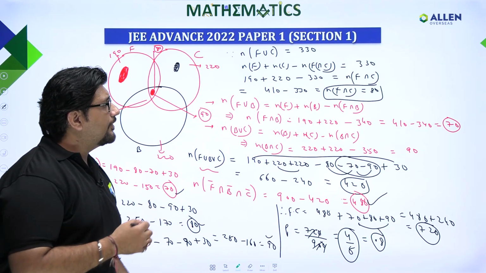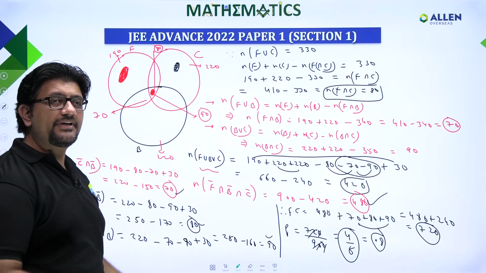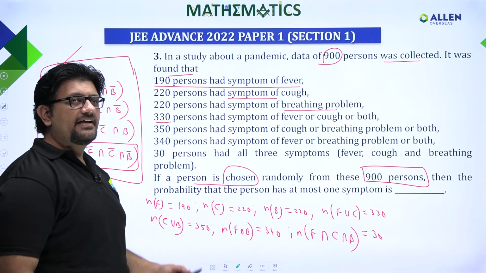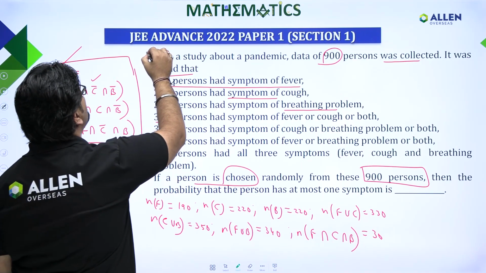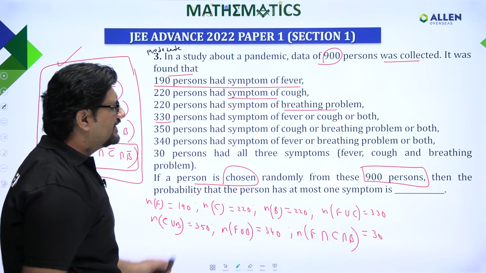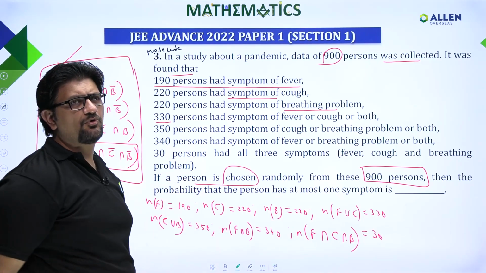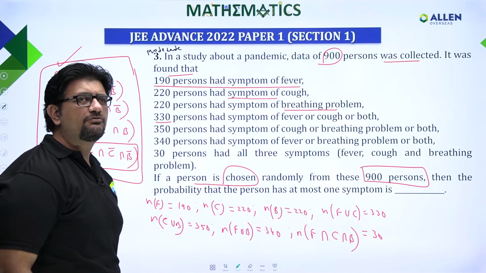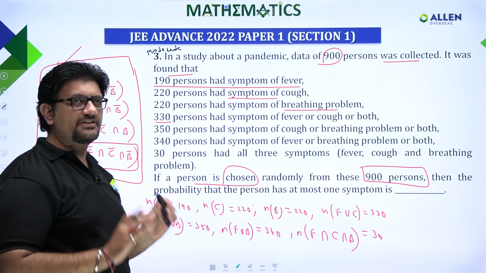Okay, so this is the problem, which is the combined problem of probability and set theory, my dear. And in my point of view, I will rate this problem as moderate, not tough, but calculation is there. That's why it is moderate, my dear. So be careful with the calculation while doing the problems in JEE. Be patient in doing the problems.